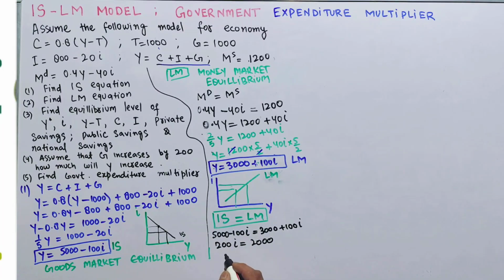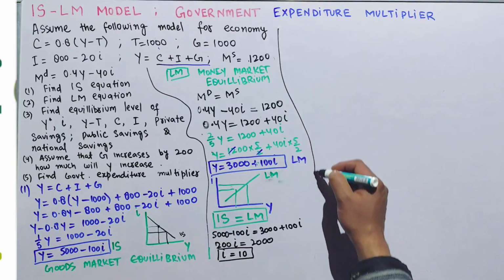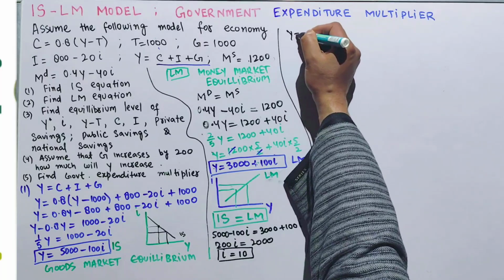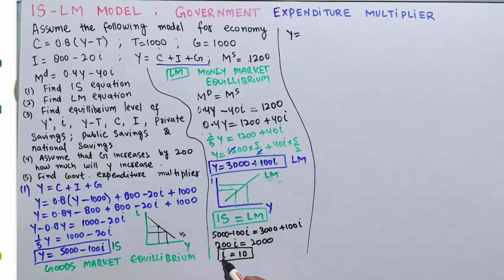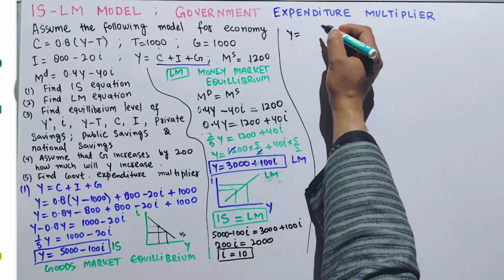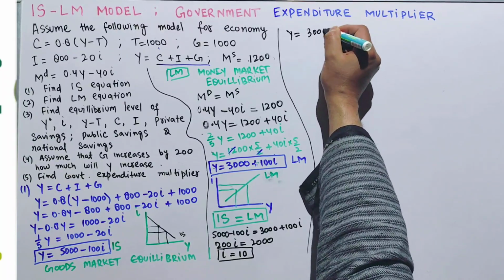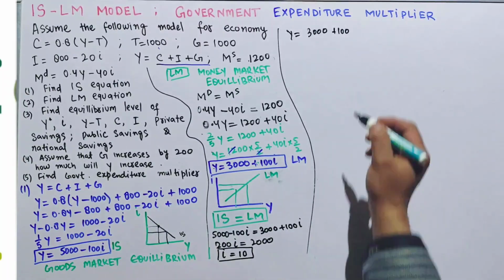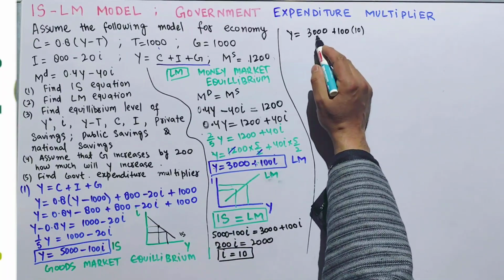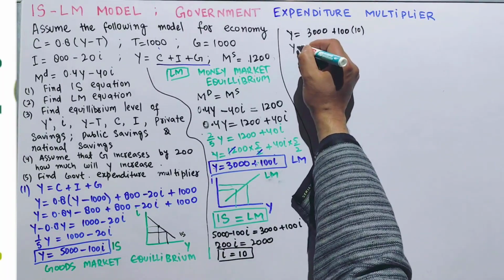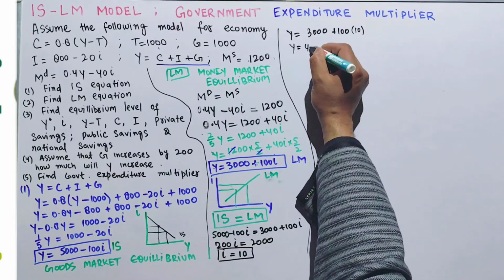Dividing both sides by 200, the rate of interest will be equal to 2000 upon 200, which is 10. So the equilibrium rate of interest will be 10, and correspondingly, let's find the equilibrium level of income. We plug the value i equal to 10 into either the LM or IS equation. Let us put it into the LM equation. So y will be equal to 3000 plus 100 times 10, which is 3000 plus 1000, which is 4000. So the equilibrium level of income will be 4000.